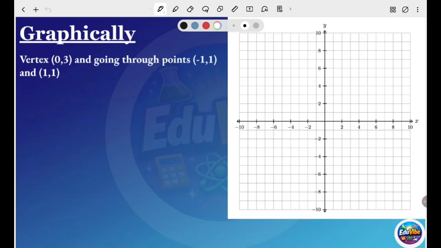And for this, the vertex is (0, 3), and the graph goes through points (-1, 1) and (1, 1). So we have the vertex, so it's (0, 3) over there, and we make the graph for this. So for the random graph we have to know what the a value is for this. We know that if the a value is greater than 0, it goes upwards, and if it's less than 0, it goes downwards. So we have to find the a value first.